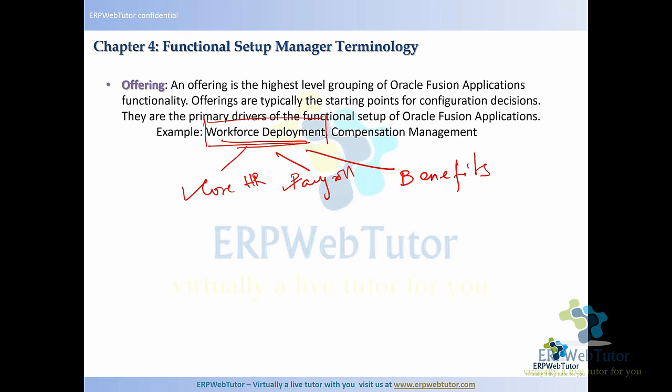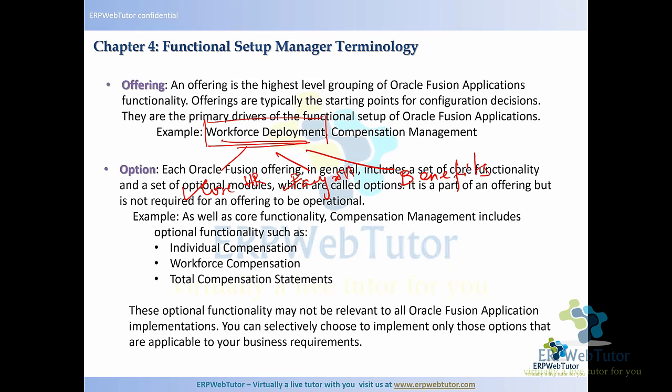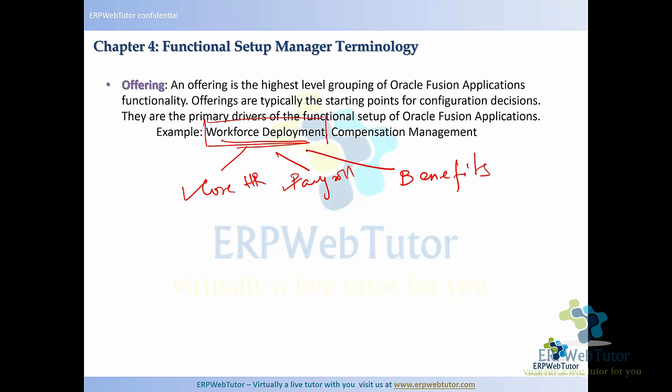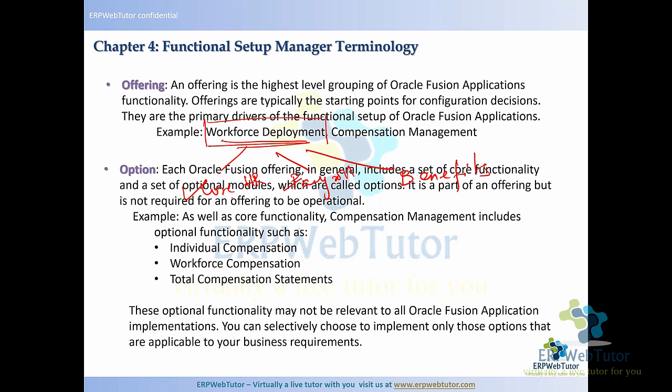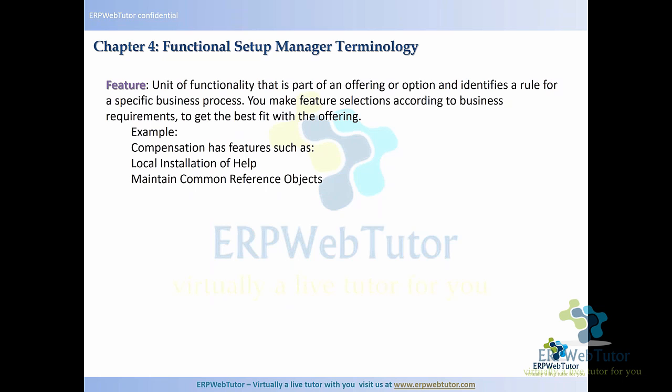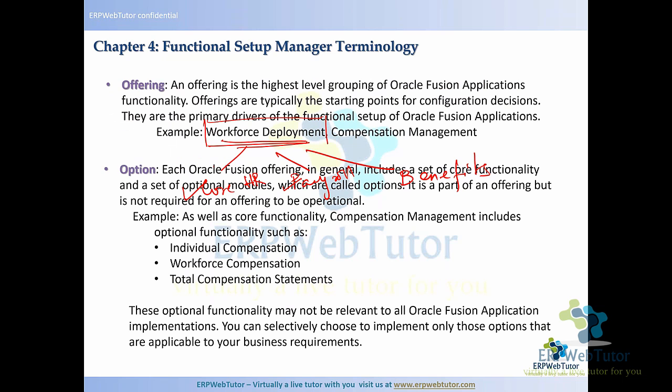We will see what those are called. Those are called options here. So the modules that you relate in core HR are going to be the options in Fusion. That's the way you can relate. So an option is the functionality within each offering, and when we go into the application, we will see it. Offering is at the highest level. Workforce deployment is an offering. Options, core HR, payroll, benefits, are the different options within the offering.